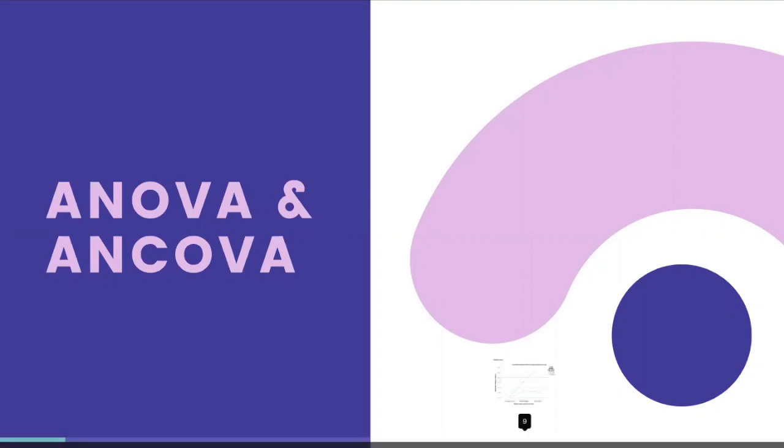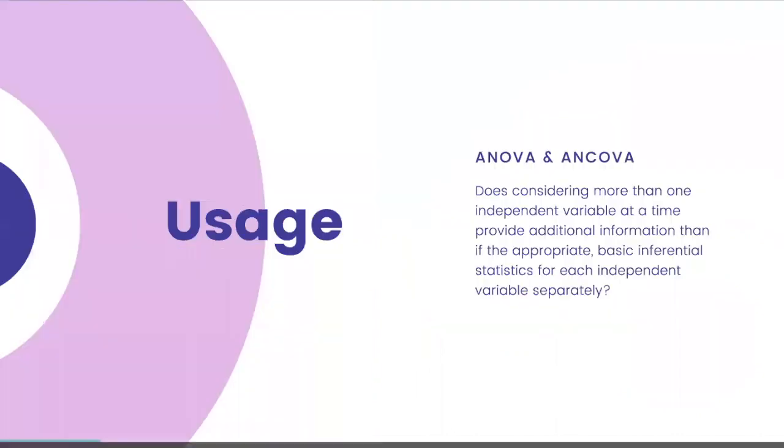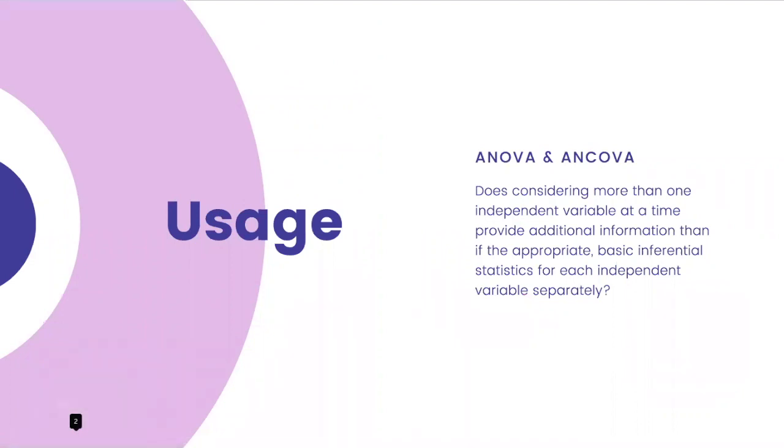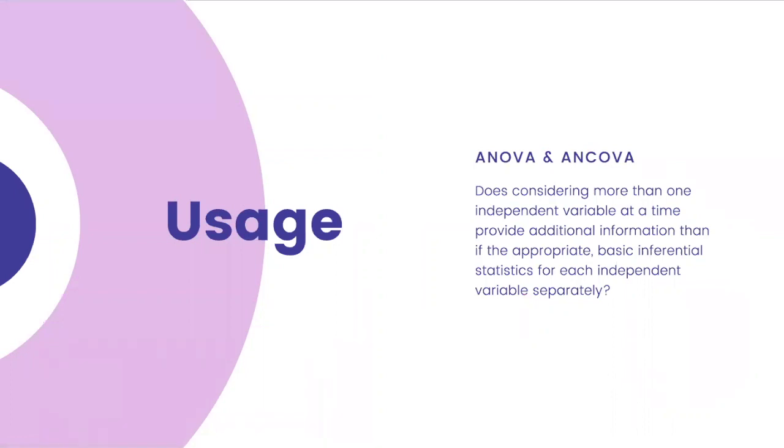Today, we are talking about discussion board 4, focusing on the factorial ANOVA. We do want to briefly discuss the differences and the similarity between the ANOVA and ANCOVA when we run it in SPSS and what we use that for. So the question that we ask ourselves is, does considering more than one independent variable at a time provide additional information? Because if it's going to provide more than that basic inferential statistics for each independent variable separately, we want to use the ANOVA or the ANCOVA.